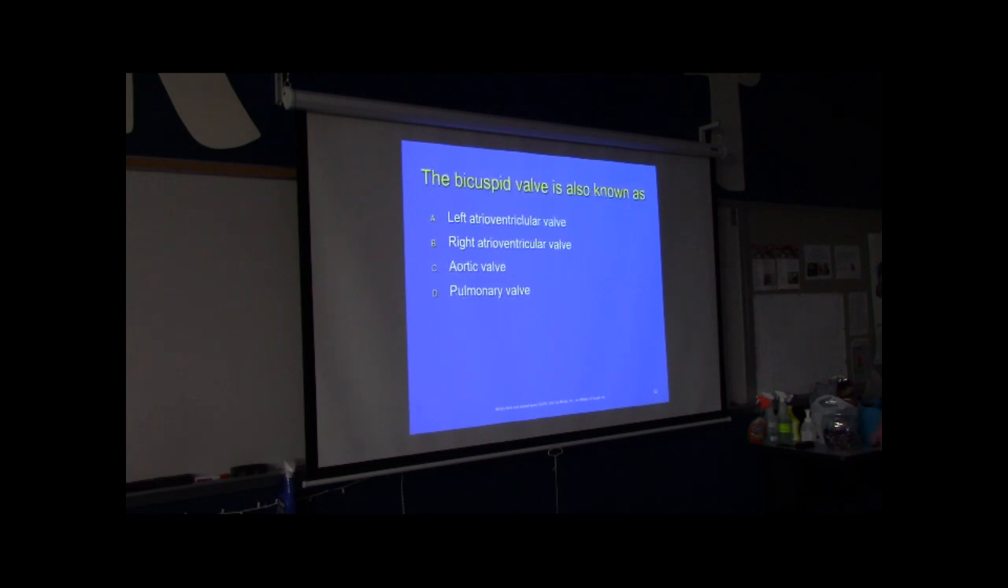Bicuspid valve is also called which? Anybody want to take a guess? Aorta? No. Bicuspid? Yes, bicuspid, which is also the mitral valve. Yes. Left. Very good. The left atrioventricular valve. Contraction of the myocardium is referred to as systole, diastole, something else? Very good. Systole, systolic.